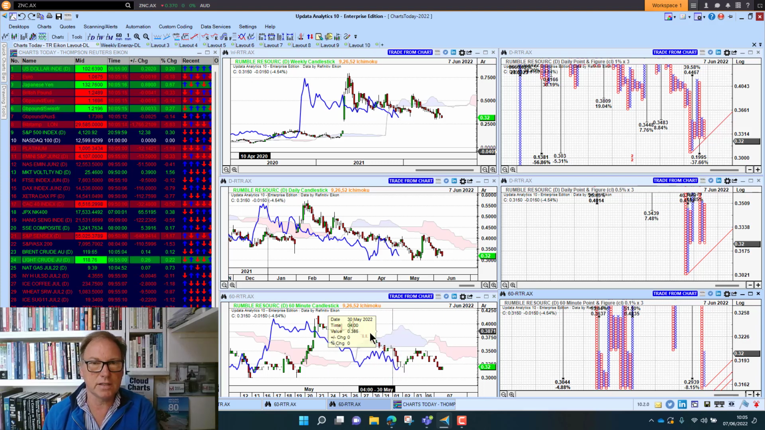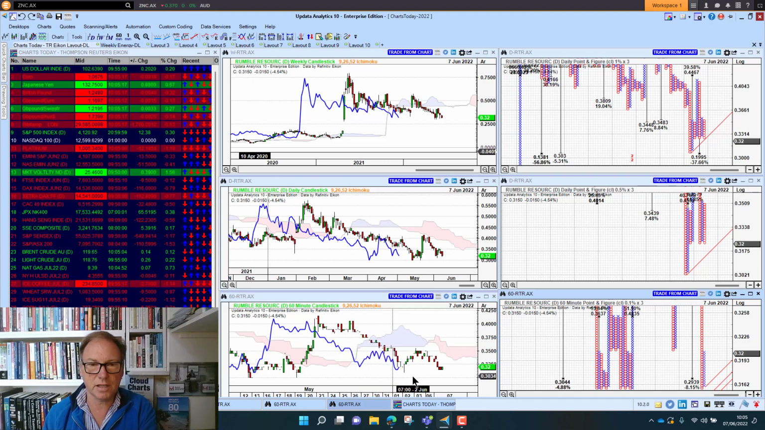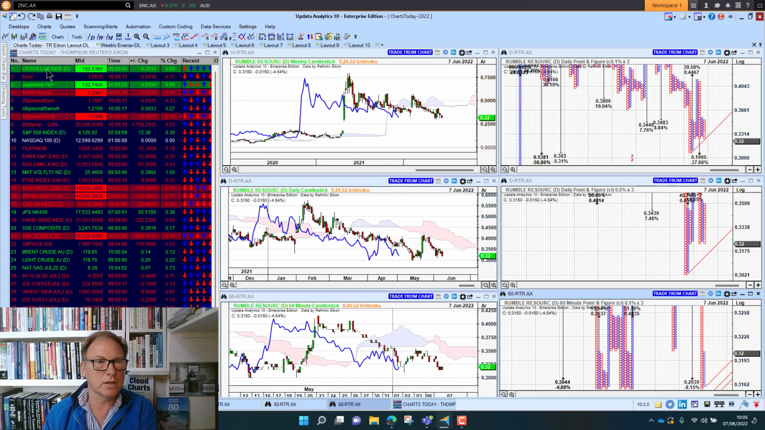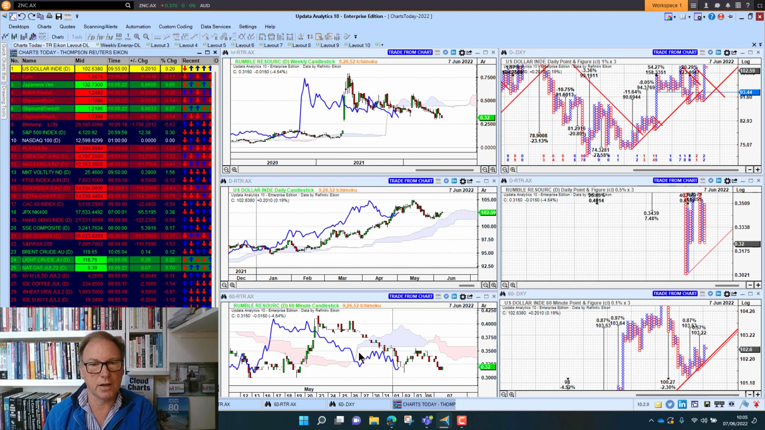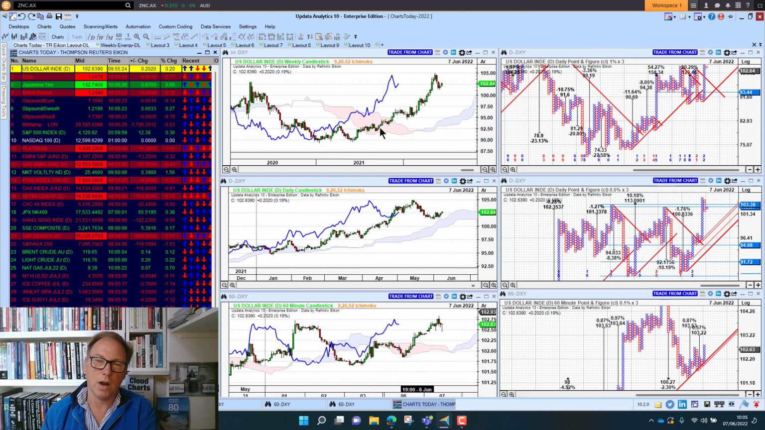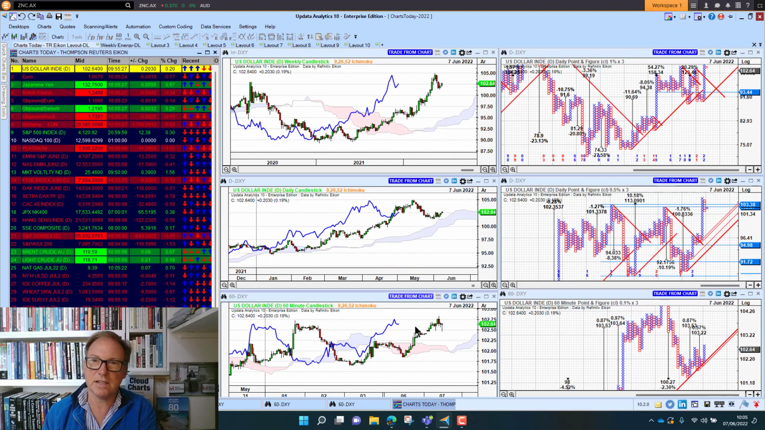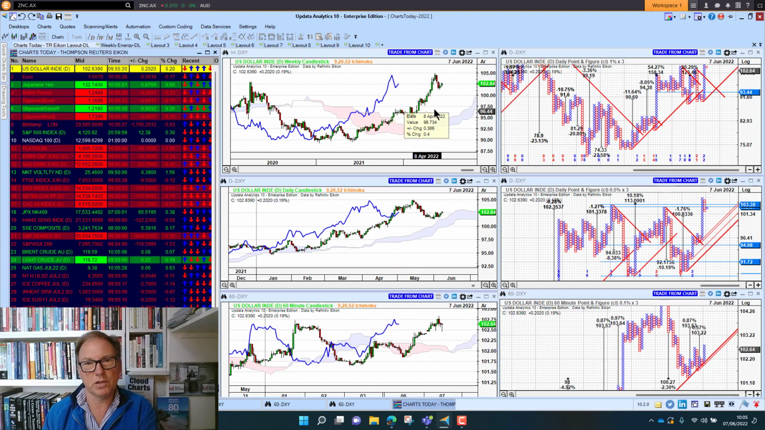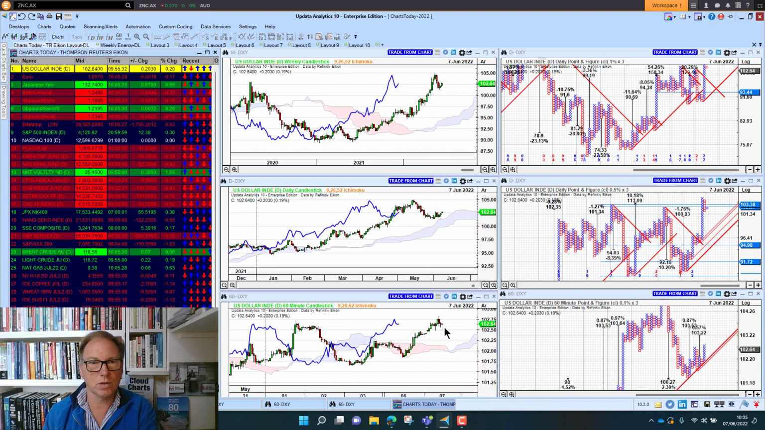So the dollar is falling below the cloud on the 60-minute chart. The dollar here falling below the cloud on the 60-minute chart and then rising again. So we're seeing here the weekly, the daily, and the 60-minute chart, so my long-term, medium-term, and short-term view of the market.